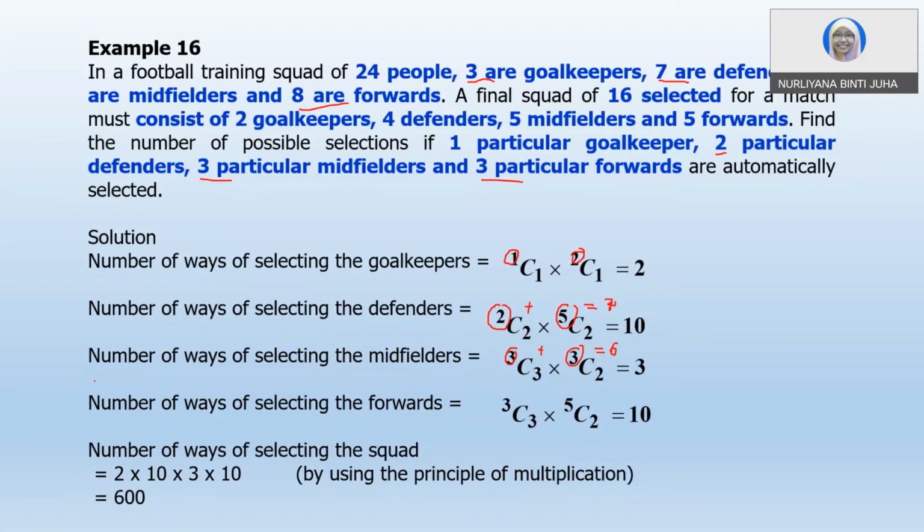Then the number of ways of selecting the squad is you multiply the whole thing. 2 times 10 times 3 times 10. So this is the number of ways of selecting the squad. Okay.